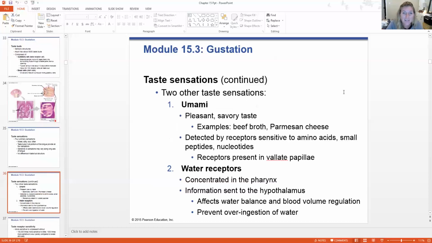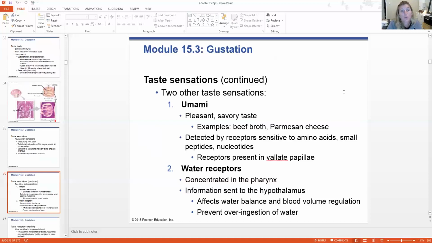sensations. Umami is a savory taste, like beef broth or Parmesan cheese. It's kind of hearty tasting. It's detected by receptors that are sensitive to particular amino acids and nucleotides, and those receptors are present in the foliate papillae. There are also water receptors, which are concentrated in the pharynx, or the throat. This information is sent to the hypothalamus, and it affects water balance and blood volume regulation.